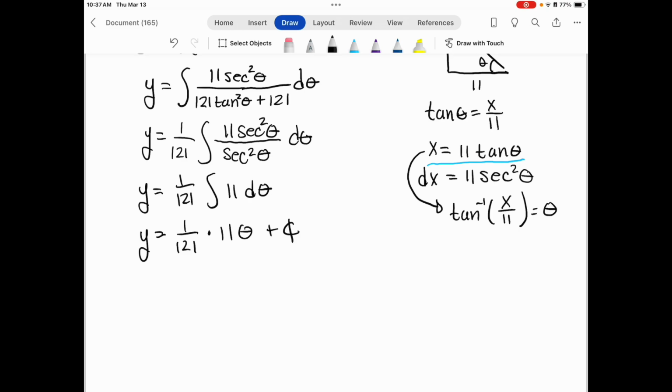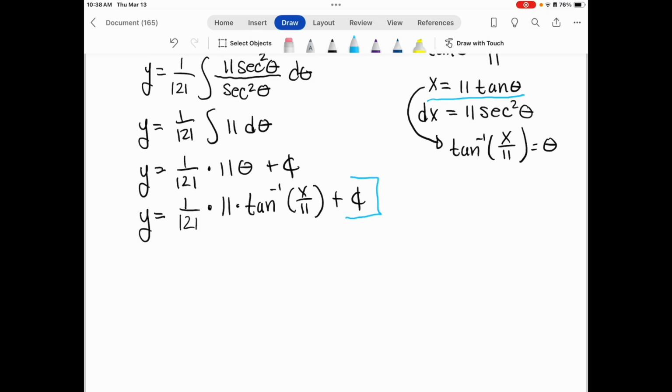Now theta is equivalent to inverse tangent of x over 11, plus c. We still need to find the value of our constant using our initial condition of (11, 0). So to solve for c, I'm going to plug in 11 for x and 0 for y, and that will help us find c.